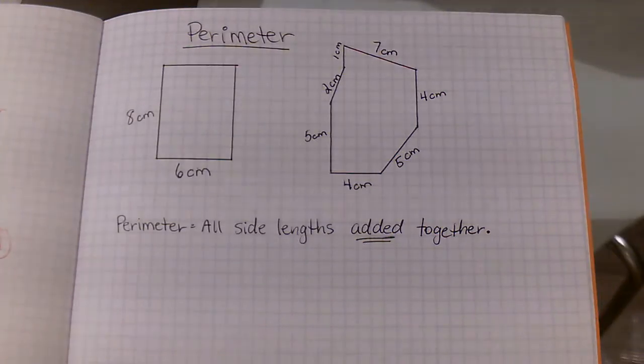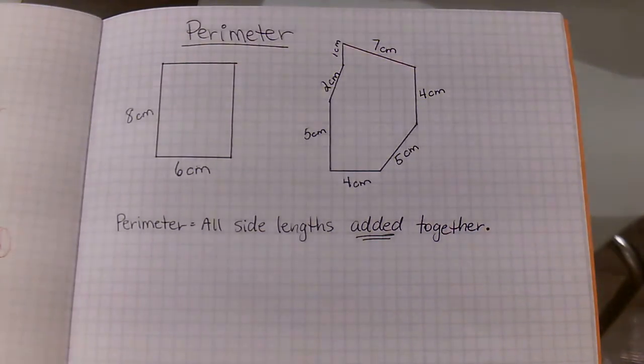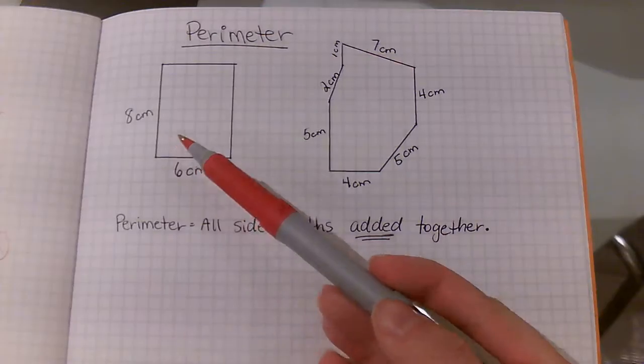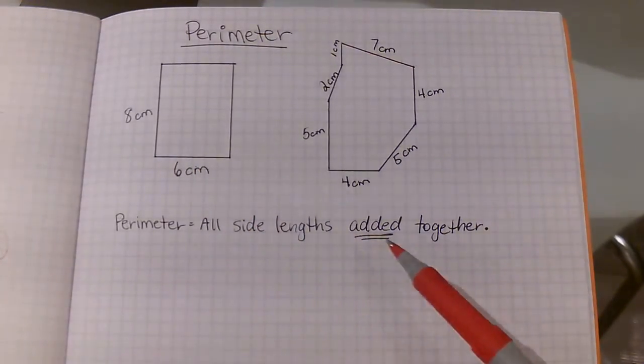Okay, so for example, in real life, if you're going to build a fence around your garden and you need to know what length of boards you need or how far around your garden you would need to go, you'd find the perimeter. So let's take a look at this one. So again, perimeter is all sides added together.